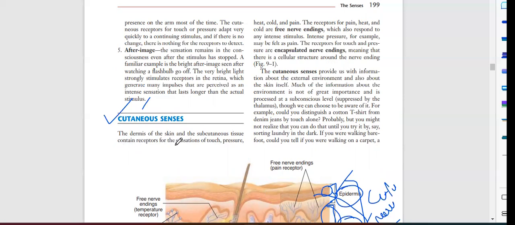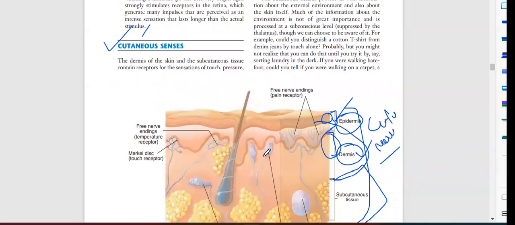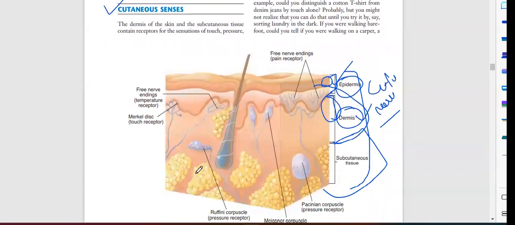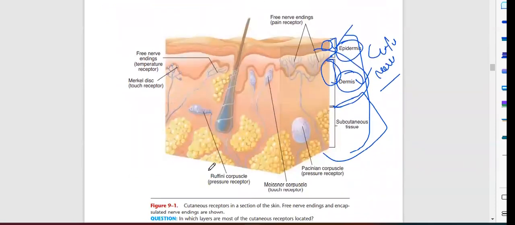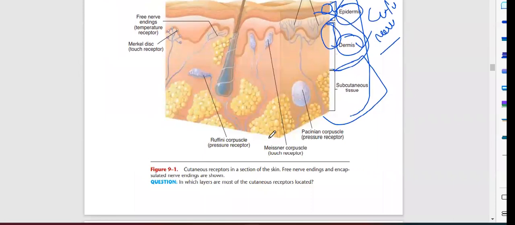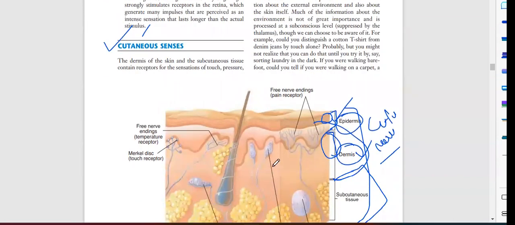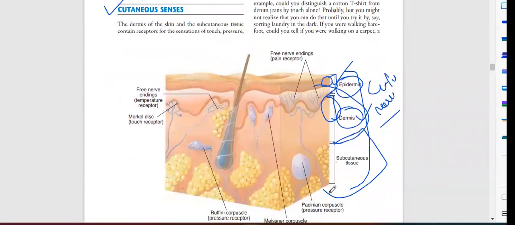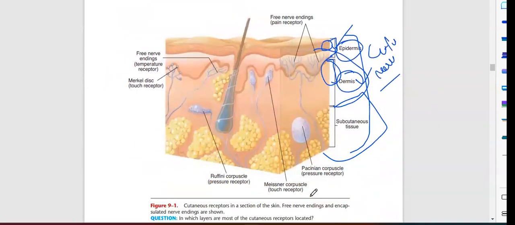ओके, so the dermis of the skin and the subcutaneous tissue contains receptors for the sensation of touch, pressure, heat, cold and pain. So basically यहाँ पे इसलिए जिक्र किया जा रहा है क्योंकि क्यूटेनियस में यहाँ पे receptors होते हैं। Receptors means whatever information you have, it will receive. Okay, it will give to the internal neuron. Okay, so the subcutaneous has receptors. What do they have? Receptors.